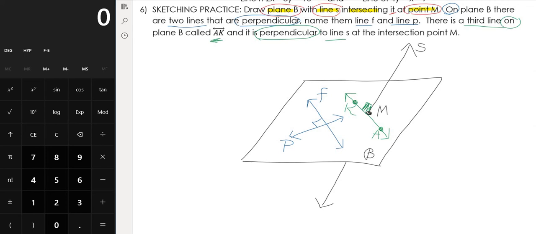So let's make sure this made sense. We have a line that's on the plane. Okay, absolutely. AK is on the plane. And we called it AK. Absolutely, we did. We had 2 points, A and K. And that line should be perpendicular. Well, we have that little yellow box, so we're showing that it's perpendicular to line S. Yep, perpendicular to that line cutting through at the intersection point M. So it's perpendicular at M. Absolutely. So this is one example of how you could have done your sketch. Okay, let's keep it moving.